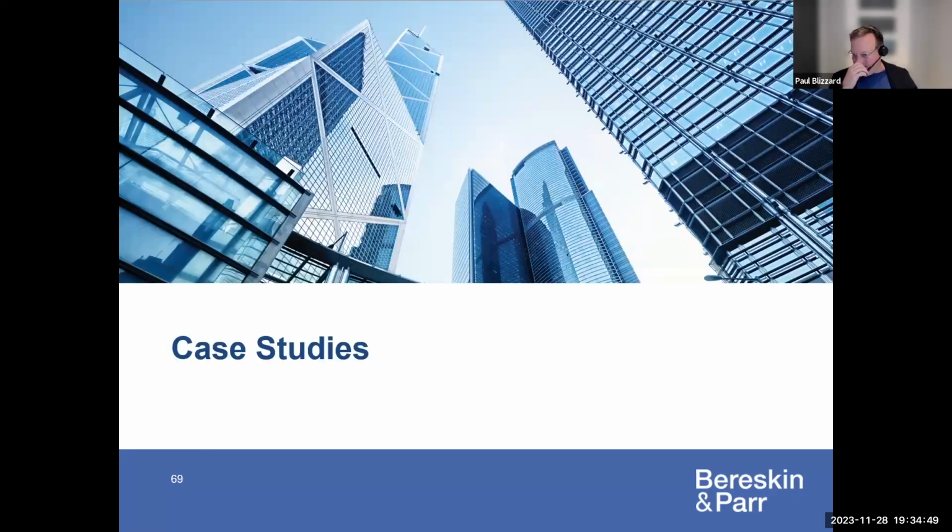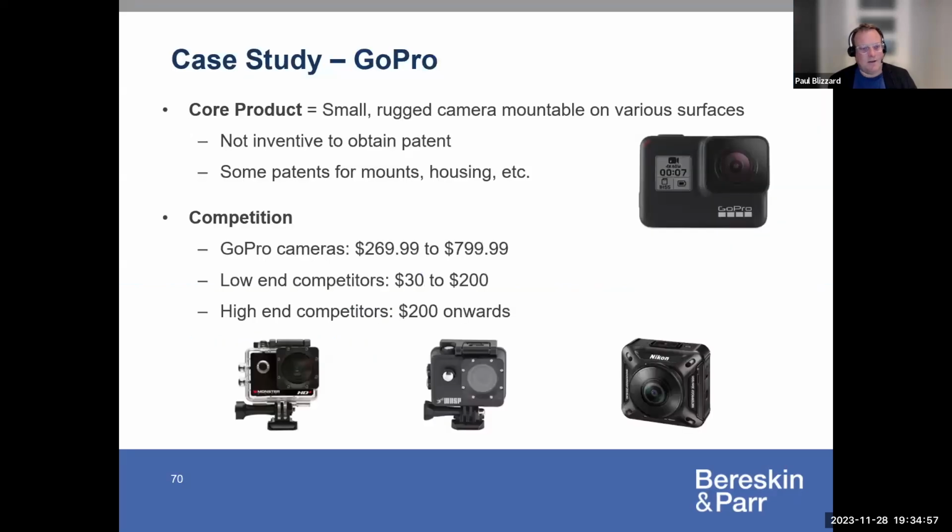So I have a couple of case studies that I include in these presentations. The first one considers, for some different organizations, how they've approached IP, and how it has factored into their business and commercialization strategy. The first one is GoPro, and GoPro was founded in 2002 by someone named Nick Woodman, who is a surfer and a skier.